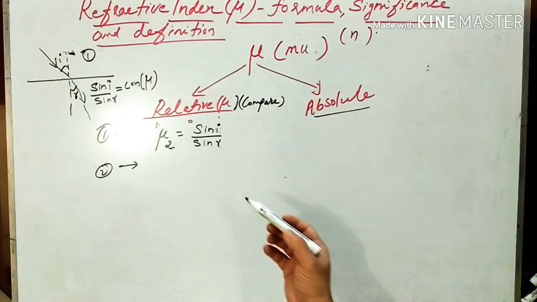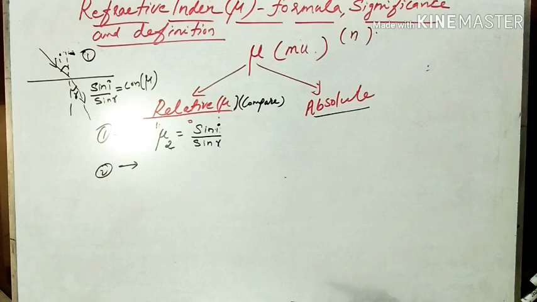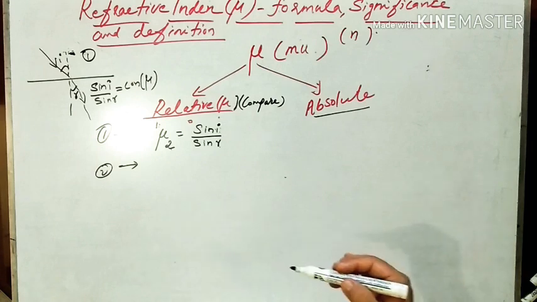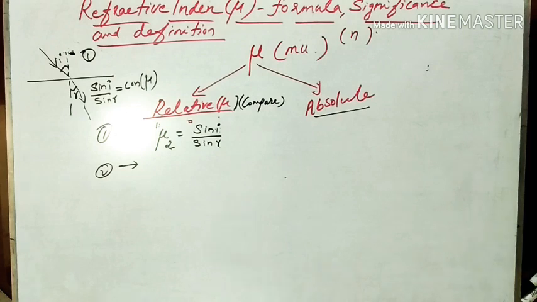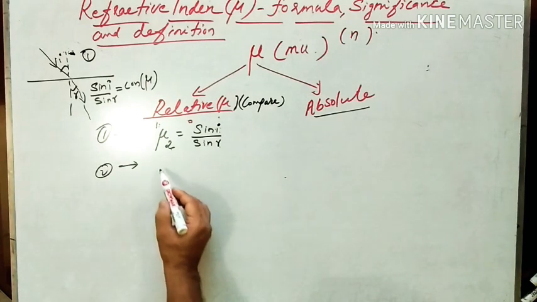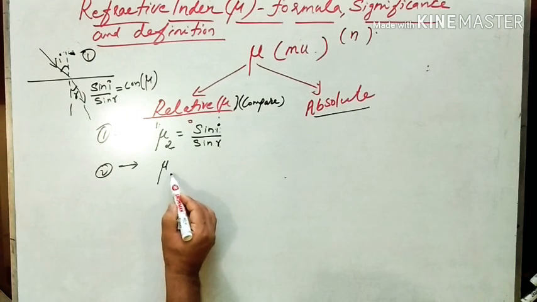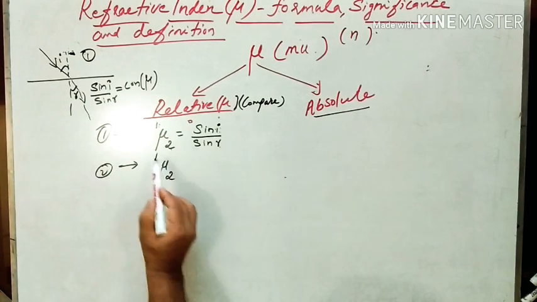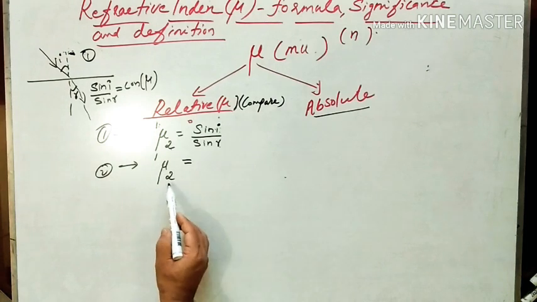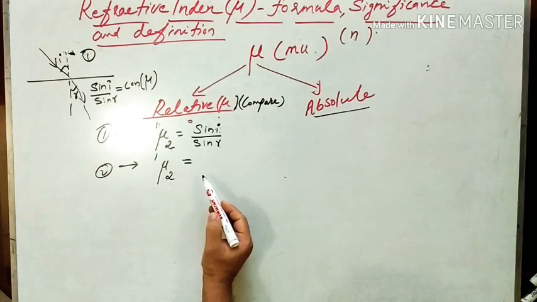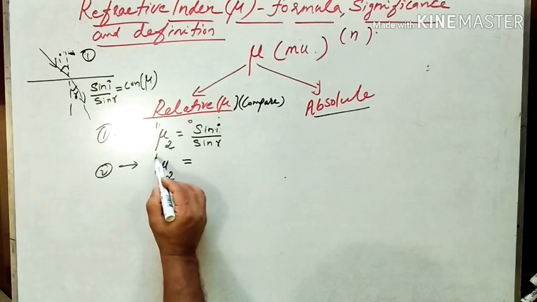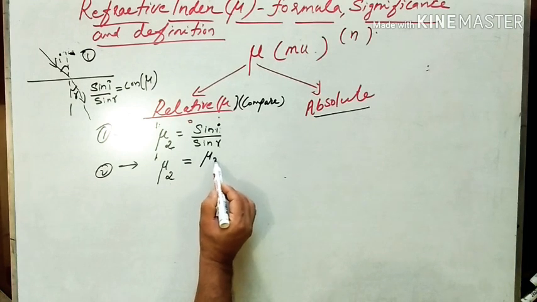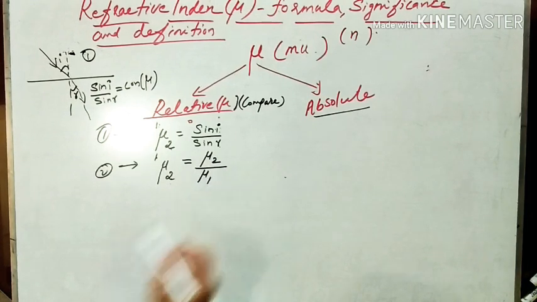The second type of relative refractive index is that we compare the refractive indices of one medium with respect to another medium. Very simple. We compare the refractive index of one medium with respect to another medium. So in that case, how can I write the refractive index? Students get confused. Refractive index of the second medium with respect to the first medium. So I can write refractive index of the second medium with respect to the refractive index of the first medium.